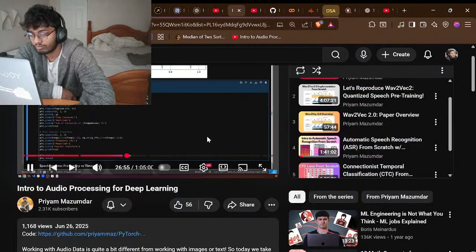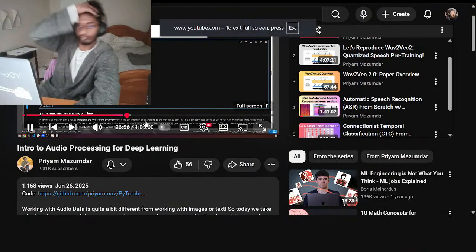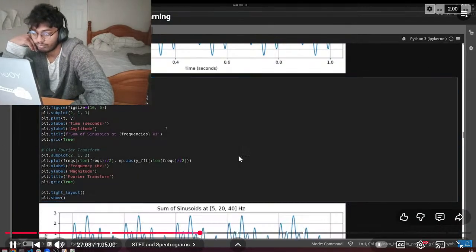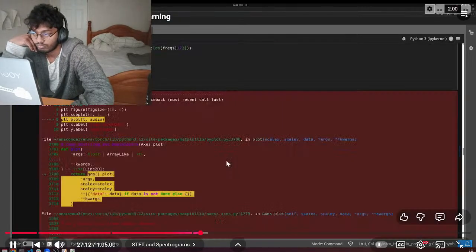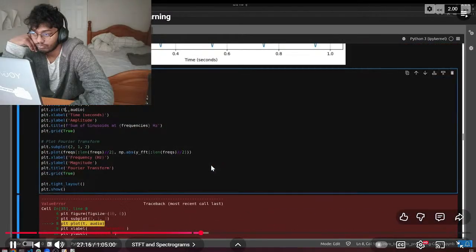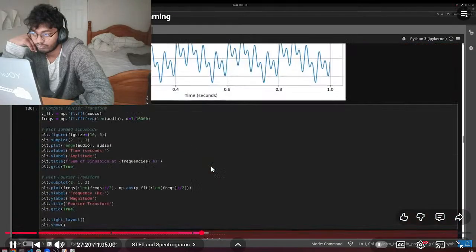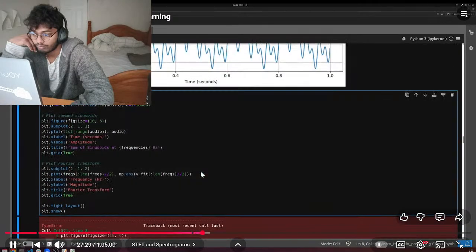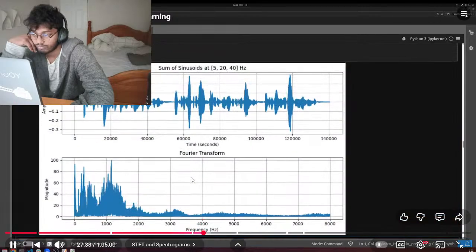And T is going to be len audio, and we know that our audio is sampled at 16,000 samples per second, so the distance between time steps is going to be 1 over 16,000. Let's change U to audio, and there won't be a T here, this will be range audio. Oh, right, we have to do list range audio, make sure it's an array. Only integers of a single element can be converted to an index. Here, let's just do audio. Here we go. So we have our audio file, just like that.